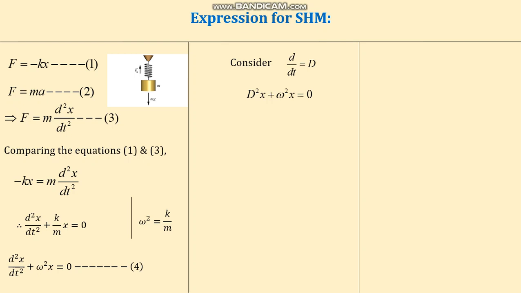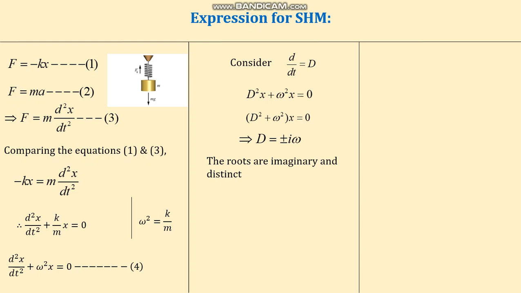Taking out the common term x, we get D squared plus omega squared, into x, equals 0. Here x is the displacement, which can never be 0. So the only possibility is D squared plus omega squared equals 0. This implies D is plus or minus i omega. So, this is an example of a second order differential equation.